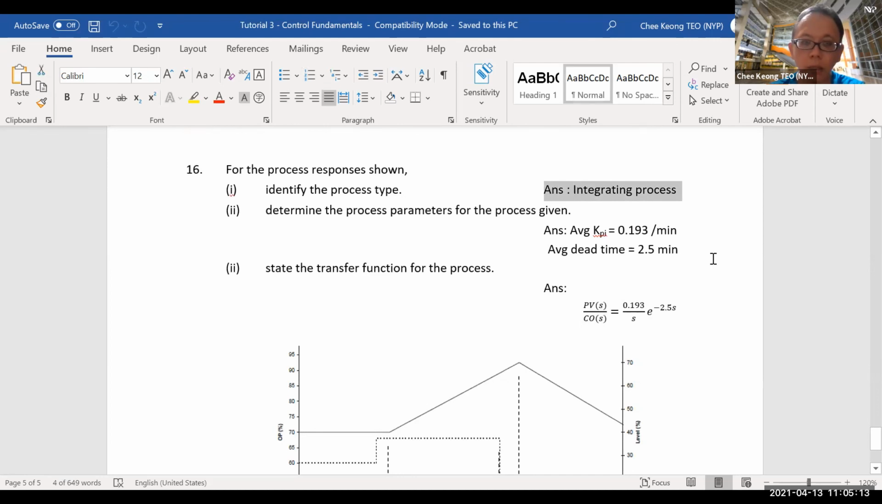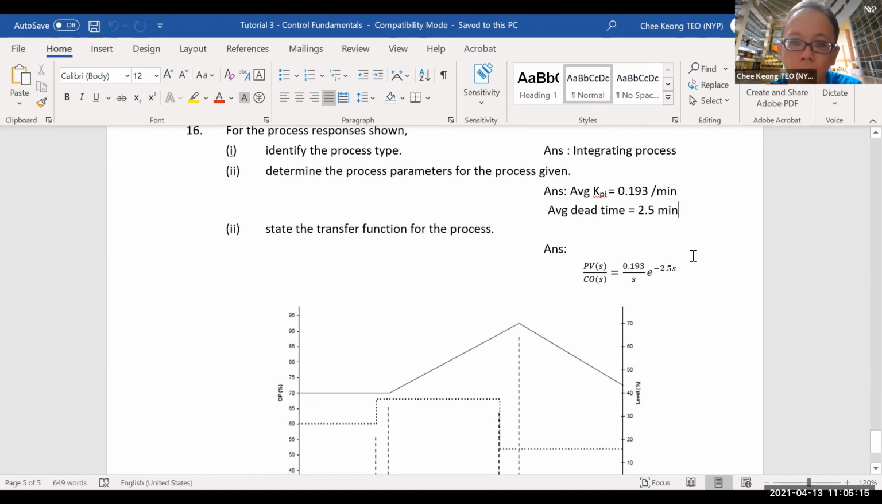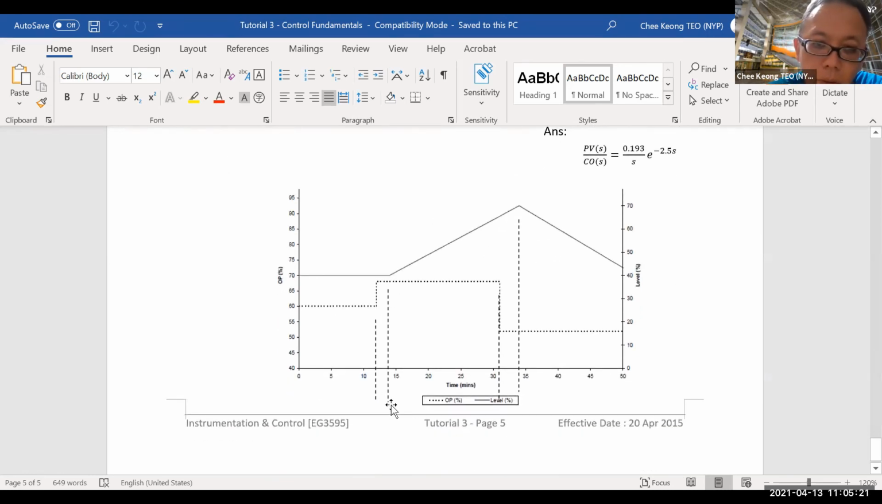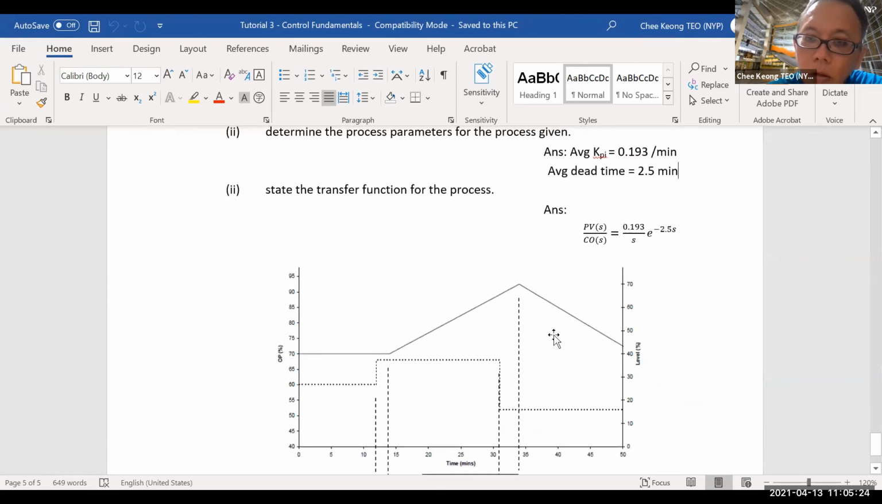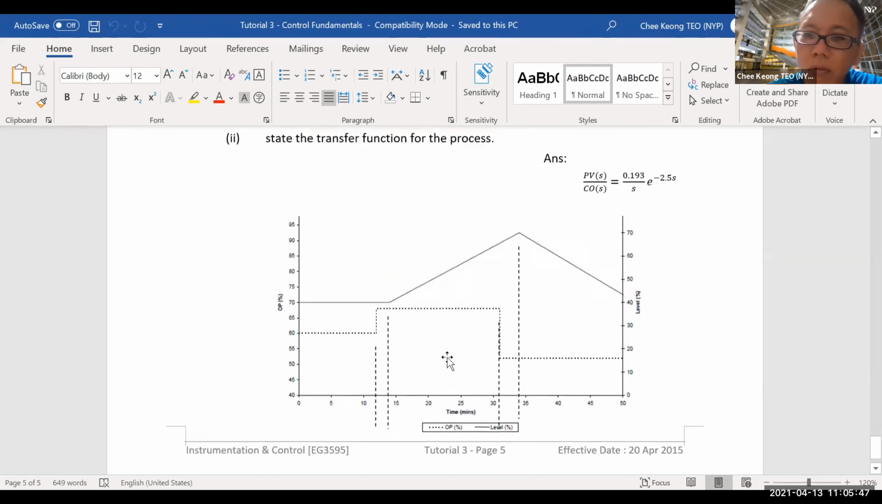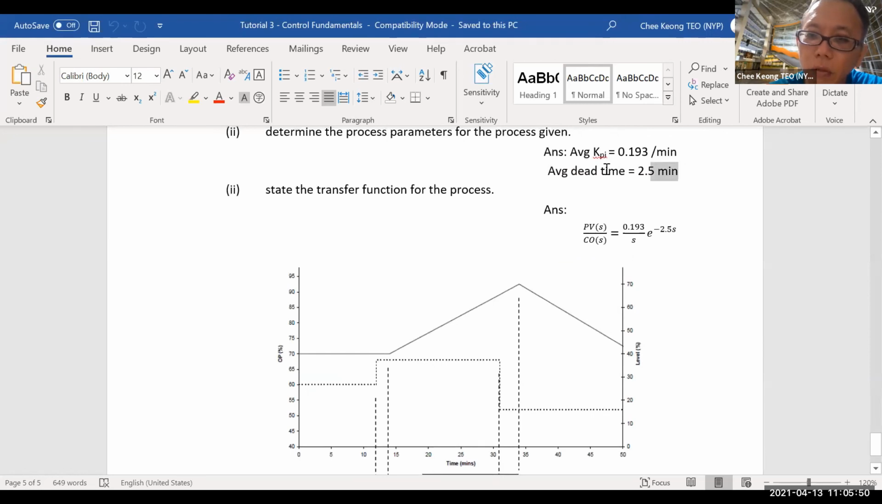So that's the question. Now determine the process parameters. For dead time there are two of them. You have one dead time here and one dead time here. In order to find it, you have to take the average of the two dead times. So the first dead time, you measure from here, maybe it's about 34 minus 31, you get 3 minutes. And then this here is about 14 minus 12, you get 2 minutes. You add 2 minutes and 3 minutes together, divide by 2. So it's about 2.5 minutes. So the average dead time is about 2.5 minutes. It's quite straightforward for dead time.